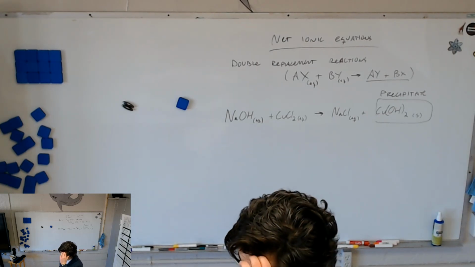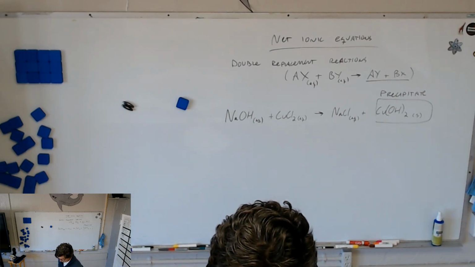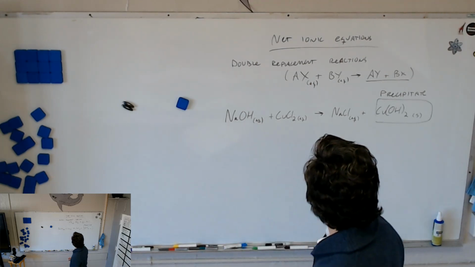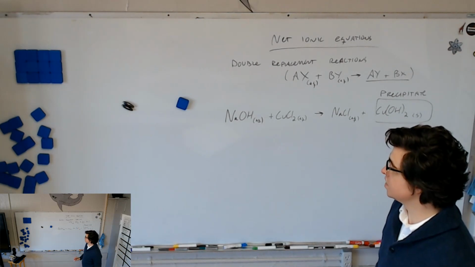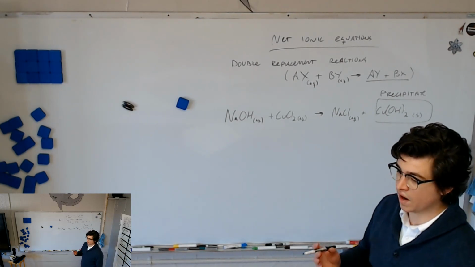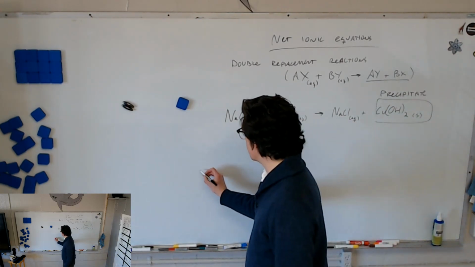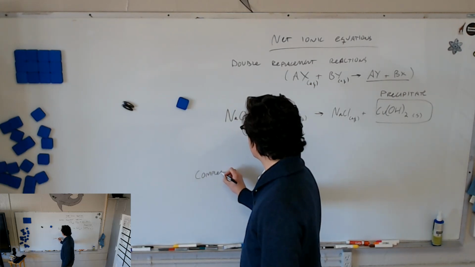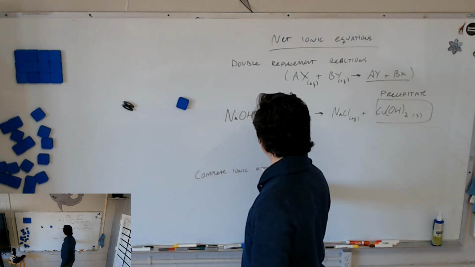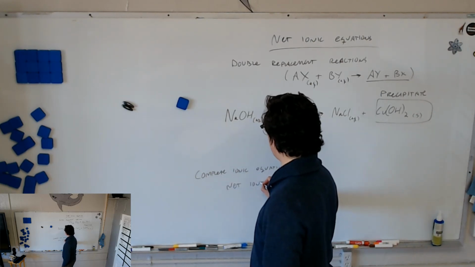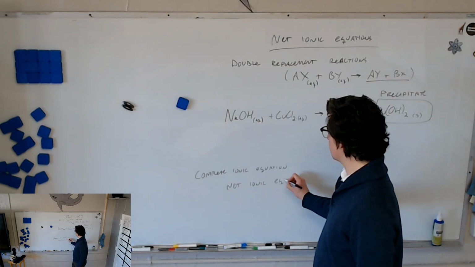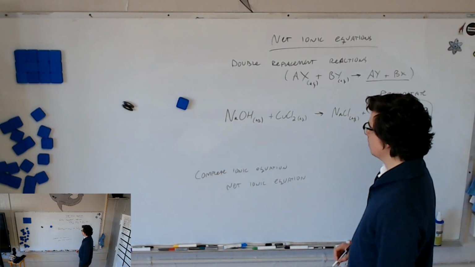So now we're going to do the meat of this lesson, which is that we're going to show the net ionic equation for this thing. To do a net ionic equation, the first thing we need to do is find the complete ionic equation. And then the actual answer we're looking for is called the net ionic equation. Okay?